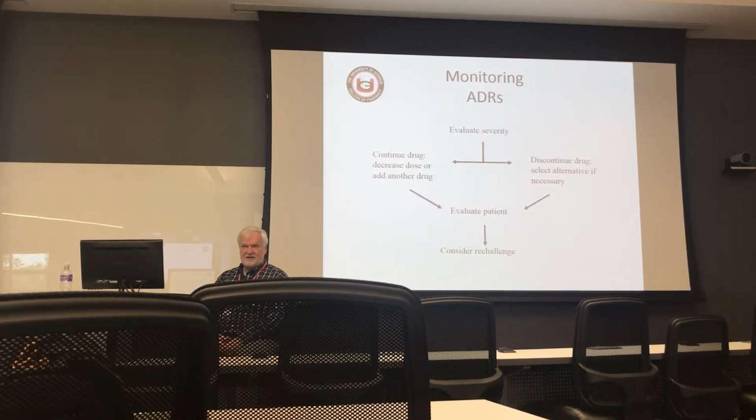Evaluate the severity, if you think it is related. And then you make a decision whether to continue the drug, maybe decreasing the dose or adding a drug, or discontinuing the drug and selecting an alternative drug. And then you evaluate the patient.